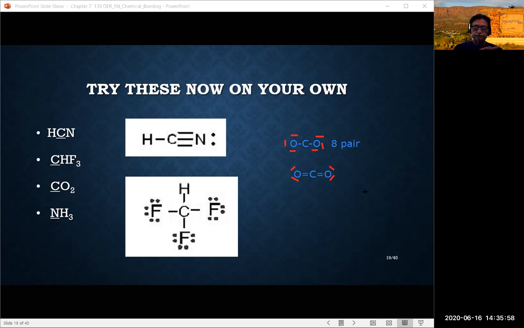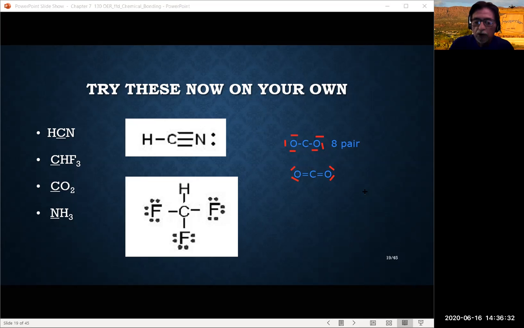The final formula. Yes, we do. Okay, now is the octet fulfilled for everybody? Oxygen still has 8 electrons around it. 2 of them are lone pair, and the other 4 are bonded to the carbon. There's 8 around the carbon, 2 double bonds, and there's 8 around the other oxygen on the right-hand side, 1 double bond and 2 lone pairs. So now the octet is fulfilled.